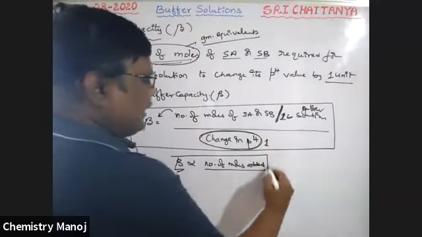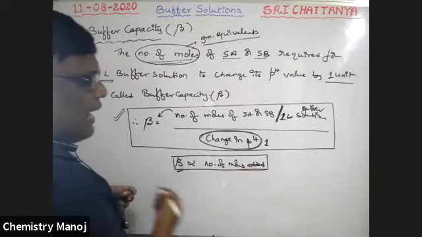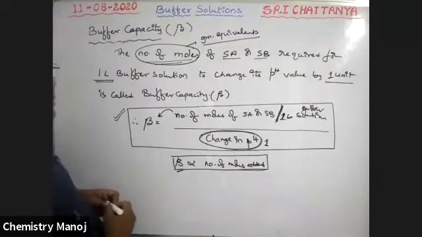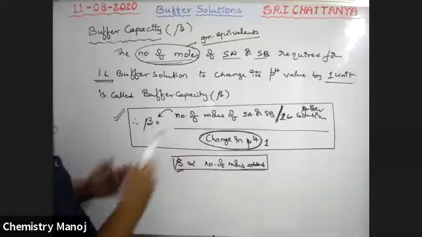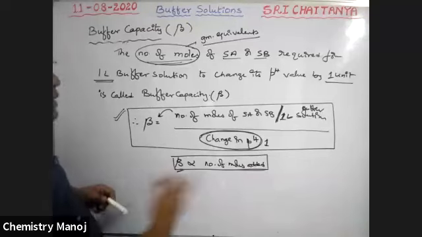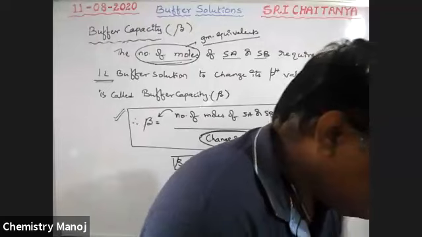Buffer capacity is directly proportional to the number of moles of strong acid or strong base added. So if more moles are required to change pH by 1, that is the best buffer. Okay. Now how to explain the concept? I will explain with the detailed derivation part.